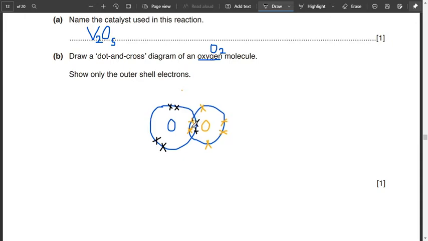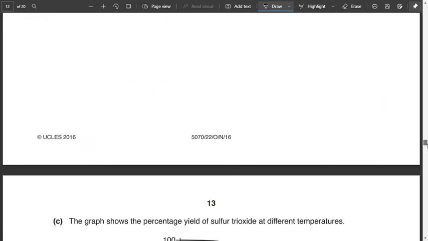Now you have 1, 2, 3, 4, 5, 6, 7, 8. That means the octet is completed. Basically it has a double covalent bond, which means it has 4 bonding electrons, 4 electrons that are involved in bonding. It's just one more question, pretty simple.